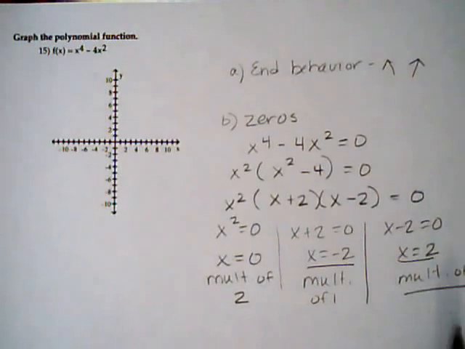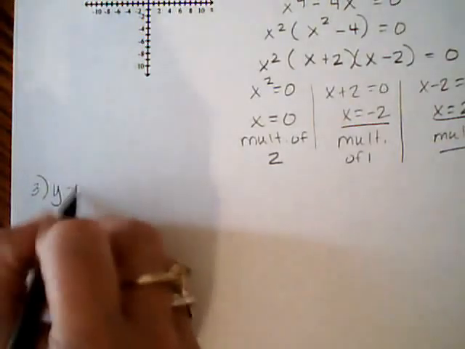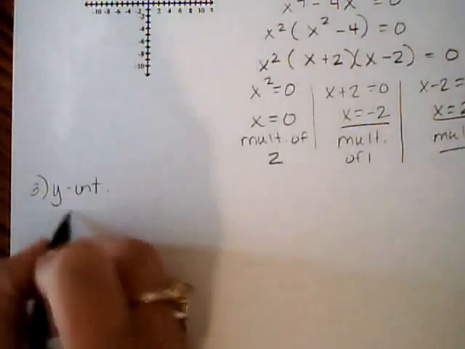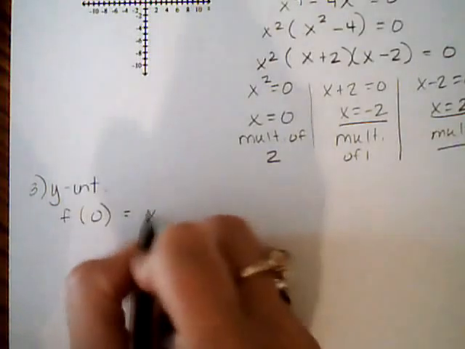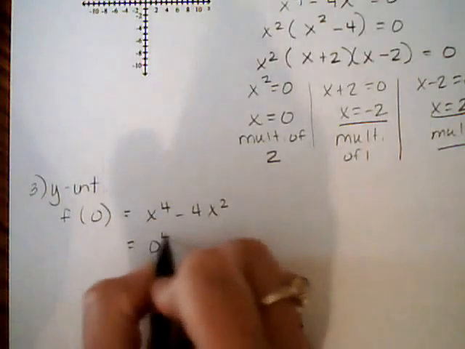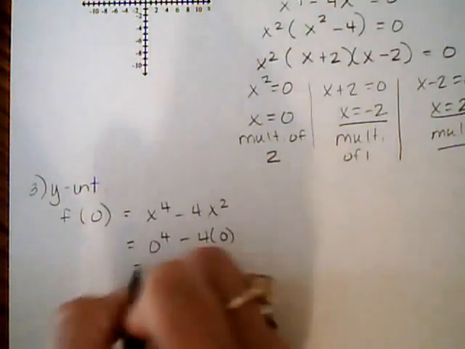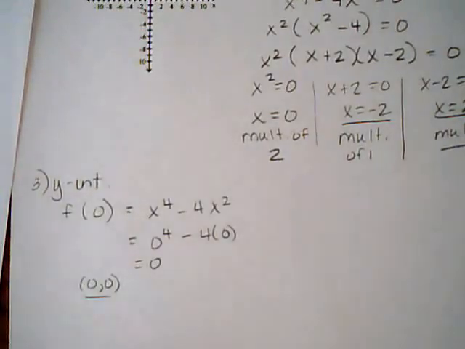The next thing you'll want to find that you may be asked for is the y-intercept. Okay, so to find the y-intercept, you're going to evaluate the function at 0. Okay, so this function, x to the 4th minus 4x squared, if I evaluate it at 0, would just be 0. So that means that my y-intercept is (0, 0), or the origin. Okay, you can use the symmetry of the graph to also tell you about what the graph should look like.